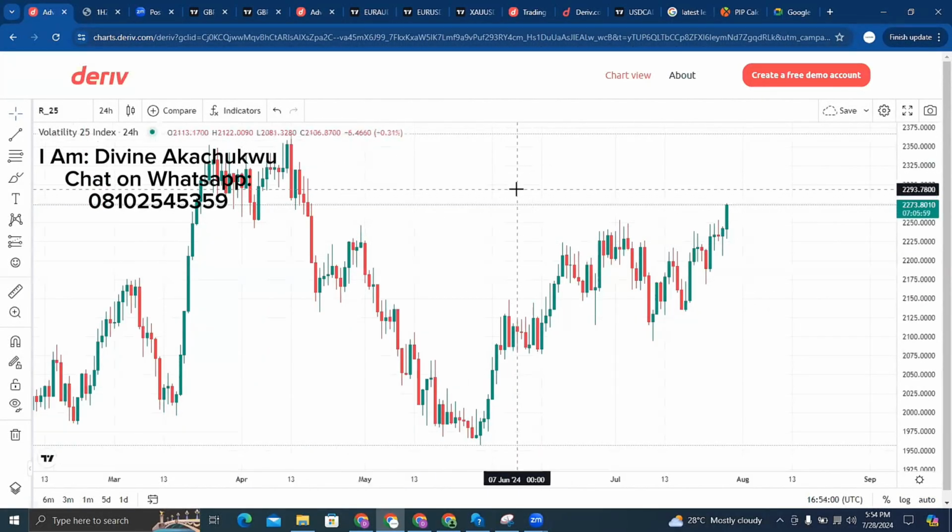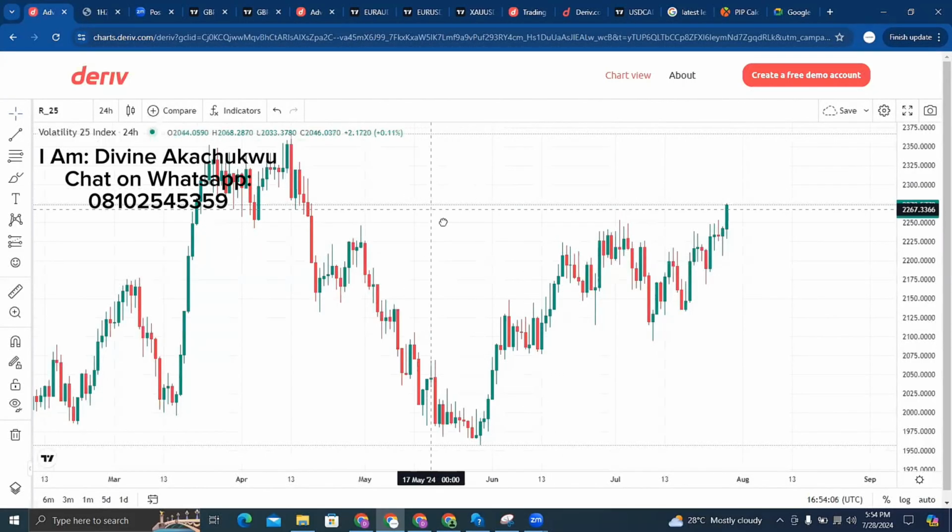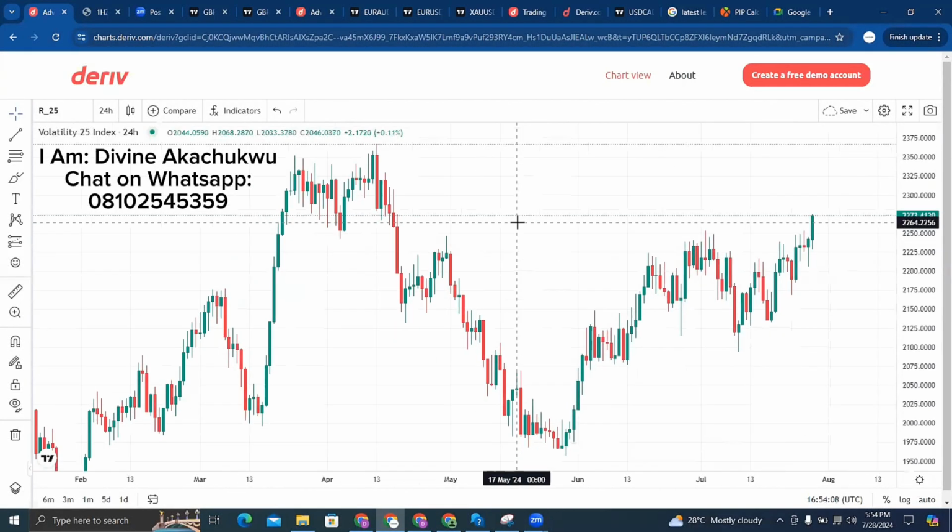So today I'm going to be teaching you my entry models. These entry models are what I follow whenever I want to take a trade any day on the Forex market. Once I see my entry model, it serves as a confirmation for me to enter any buy or sell position. Let's get right into what we have today.